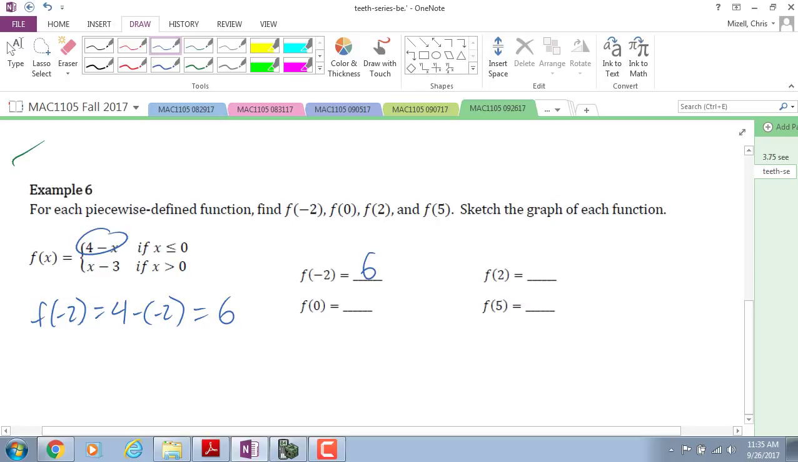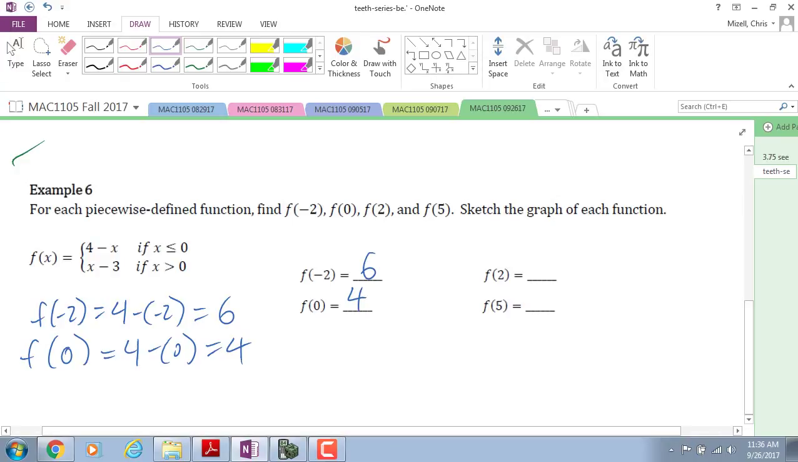Let's go with 0 next. 0, is that less than or equal to 0, or is that greater than 0? 0 is certainly less than or equal to 0. So f of 0 equals 4 minus 0, which is 4.